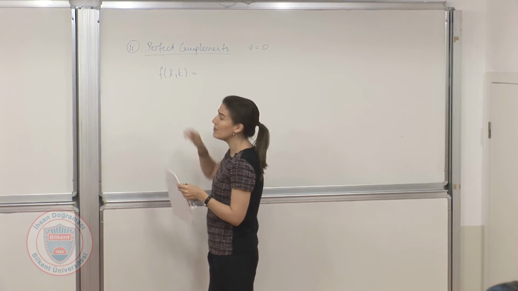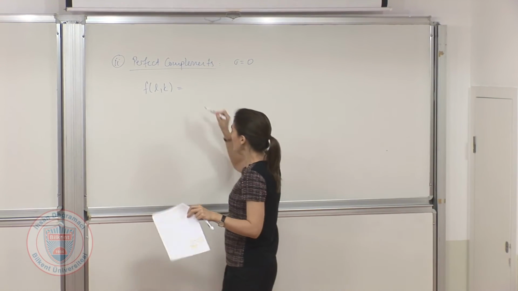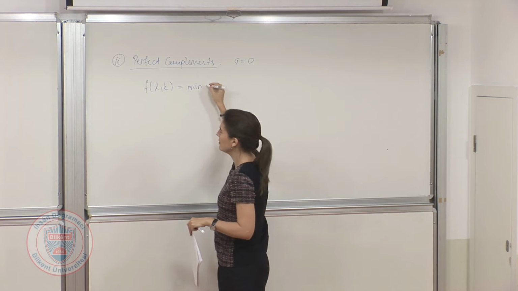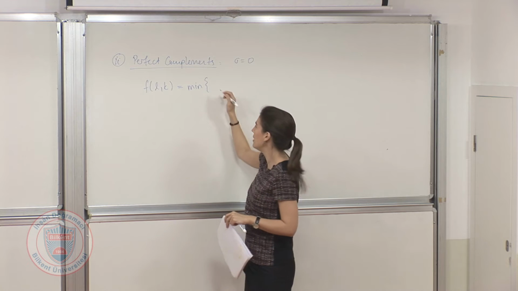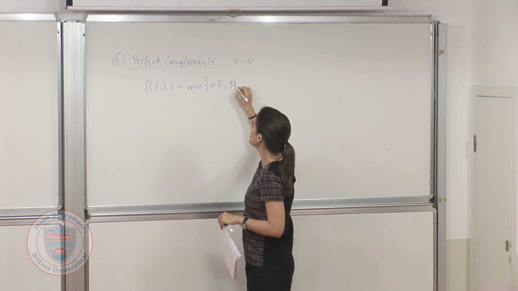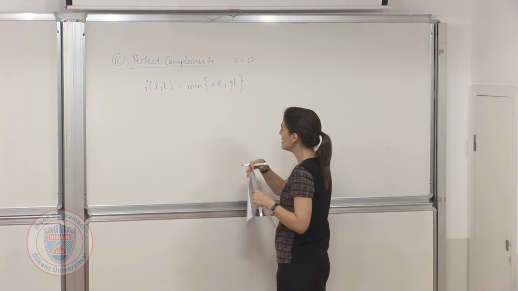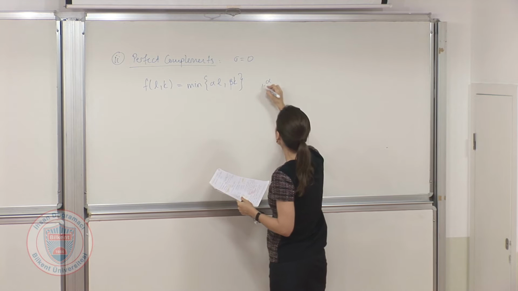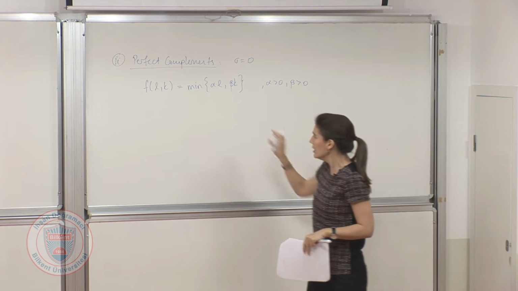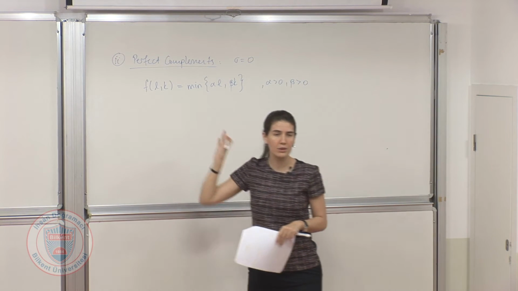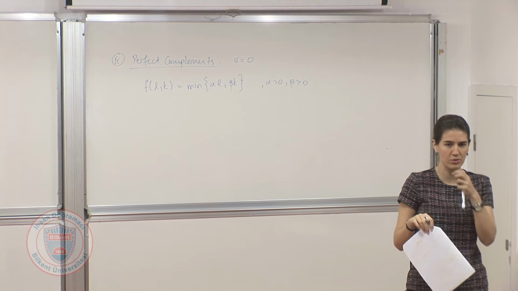So we said that they're perfect complements, and then we said we have the minimum of, how are we writing this? Alpha L, beta K, the more general form. Let's say that alpha and beta are positive. So what will happen here? Do we have increasing returns to scale, decreasing returns to scale, or constant returns to scale?